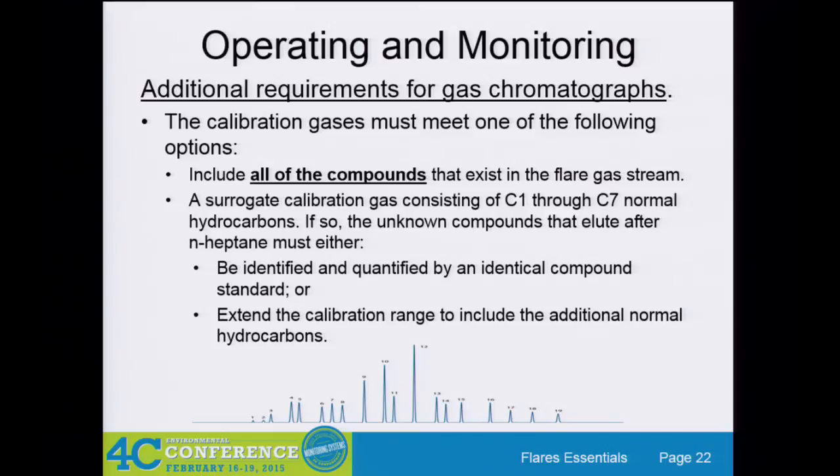That's nice. You have to be online every 15 minutes. If you're going out to C7, your GC is not going to get done in 15 minutes. Once you get out beyond C5s, the run times to really get any kind of speciation of that gas takes a lot of time. And if anything comes out after C7, then you've got to go figure out what it is. So when we looked at this, we were like, are they insane?